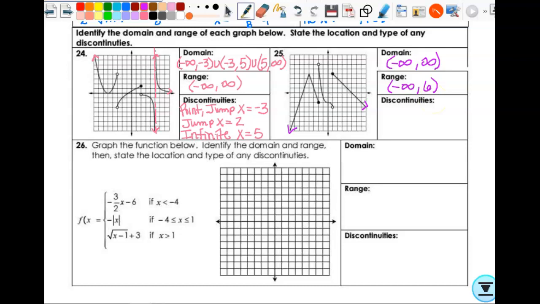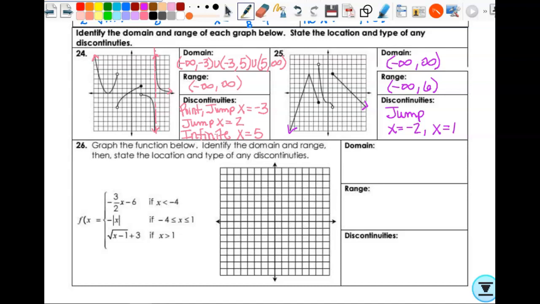Okay? But this is not point discontinuity because I'm not missing a point here. Notice that. My discontinuities here, this is jump and this is jump. So I have jump twice. And it happens at x equals negative 2 and x equals 1.